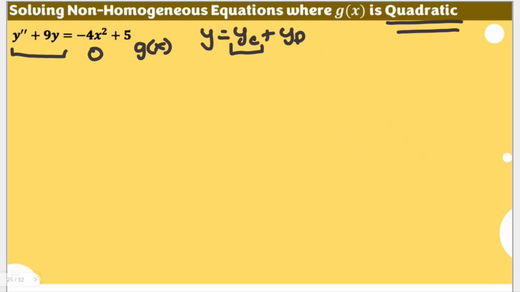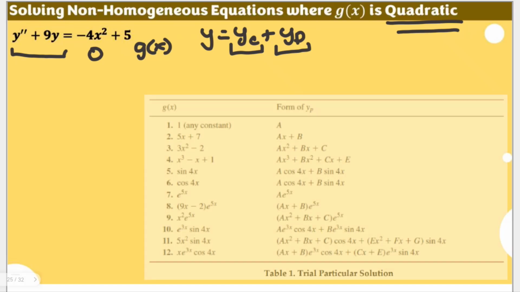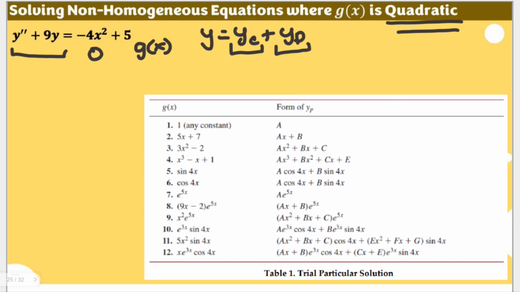And with that, our y sub p, the second part of the solution, will follow a certain process of solving y sub p. Refer to this express table here for trial of particular solution because y sub p is known to be the particular solution of the equation by solving the coefficients of the identified form of g of x. Looking at the third form, because g of x is quadratic, we will be using y sub p is equal to ax squared plus bx plus c.